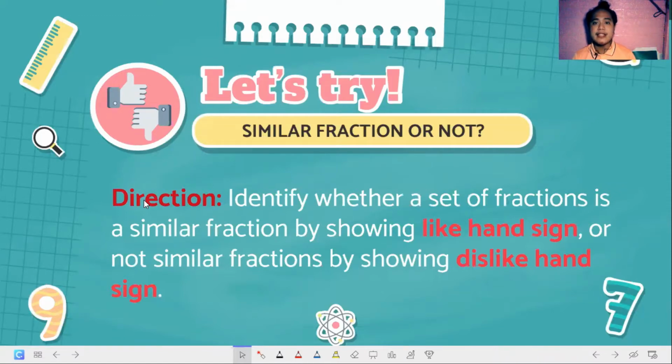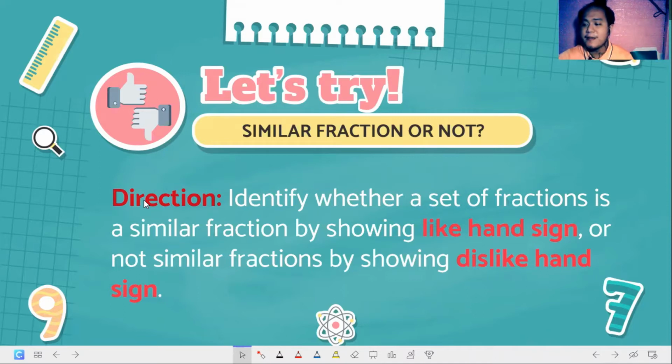So I will be presenting series or sets of fractions on my screen. Then you have to identify whether it is a similar fraction or not. If it is a similar fraction, you just have to raise your hand with a thumbs up. And if not, you just have to raise your hand with a thumbs down. All right? Can I see a raise hand button if you understand the instruction?